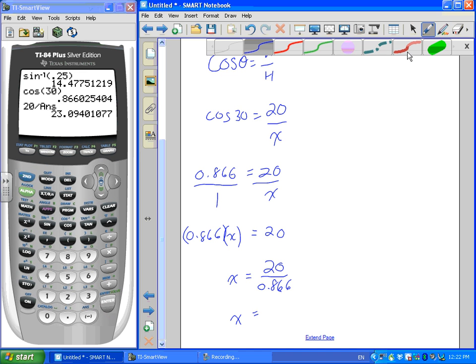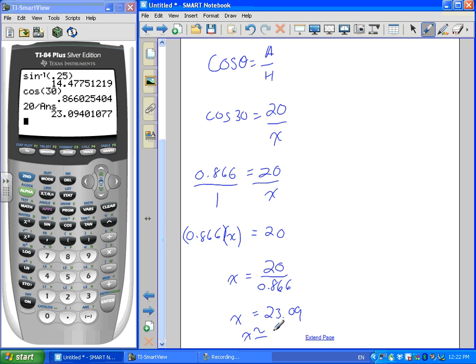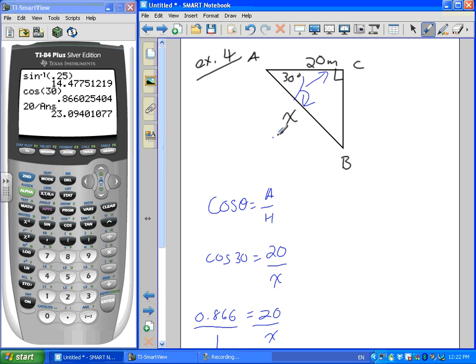23.09, which is approximately 23. So the hypotenuse of this triangle is 23 meters. Now, I have enough information where I could use tangent to try to solve the other side if I want. But since we haven't seen sine, I'm going to use sine to solve for this other side.